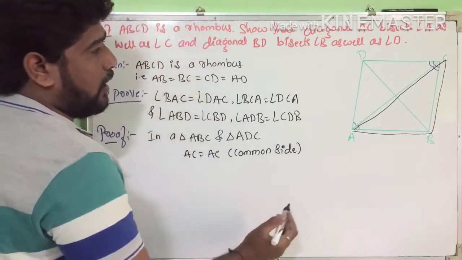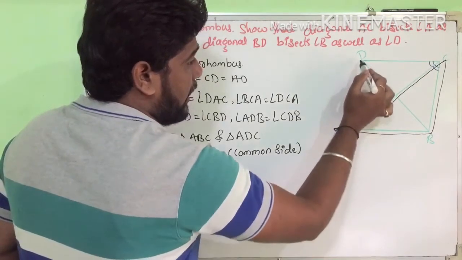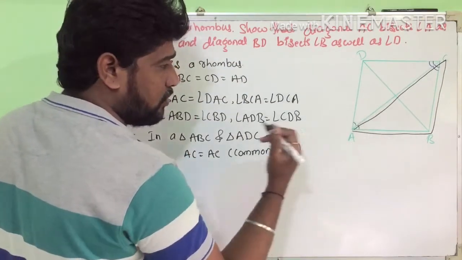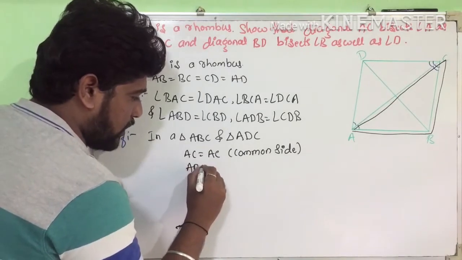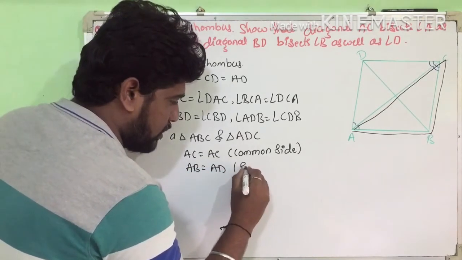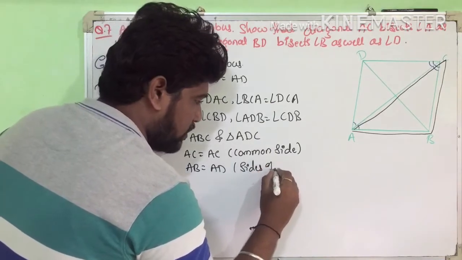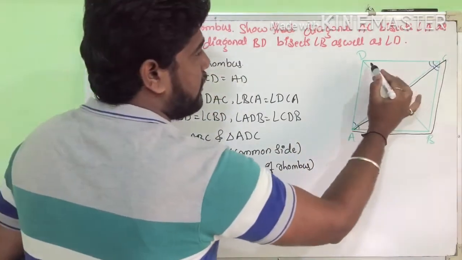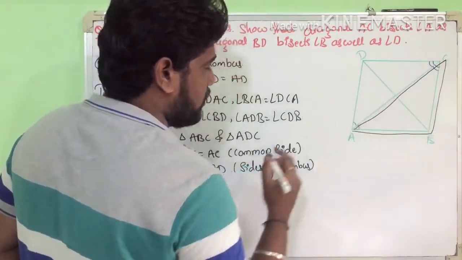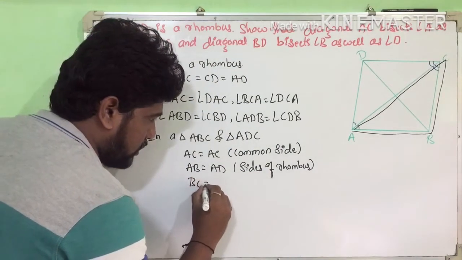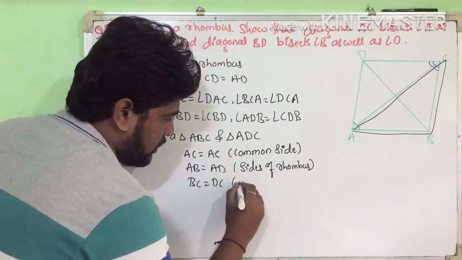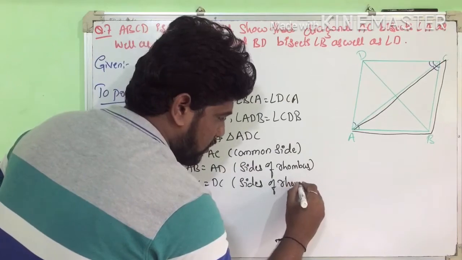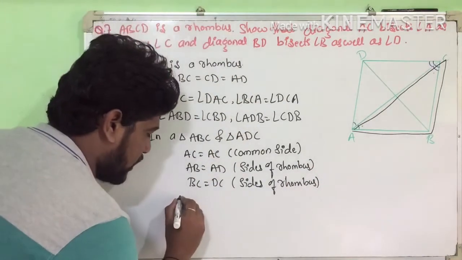Right? And see here, AD is equal to AB because they are sides of the rhombus. In a rhombus, all sides are equal. So write down AB is equal to AD, sides of rhombus. And similarly, DC is equal to BC. So write down BC is equal to DC. It is also sides of rhombus. Right.